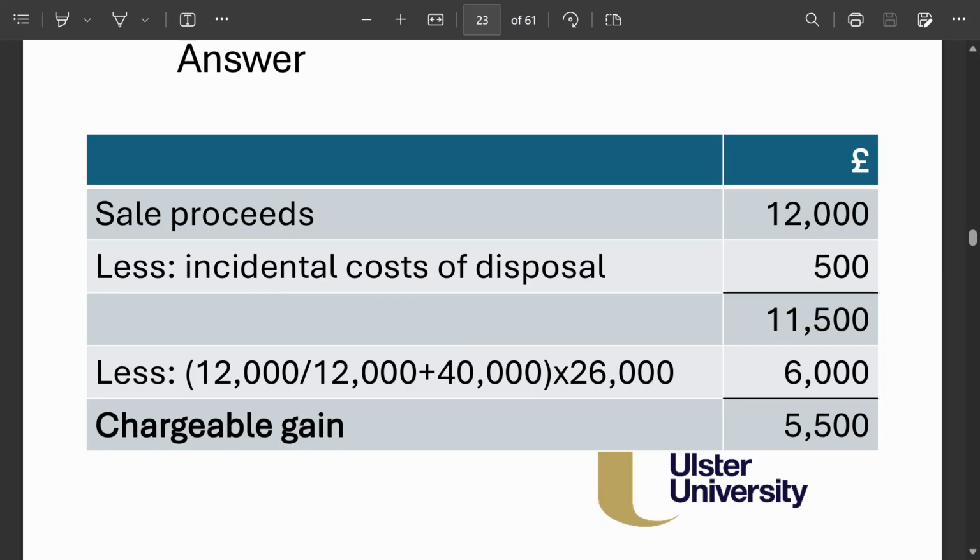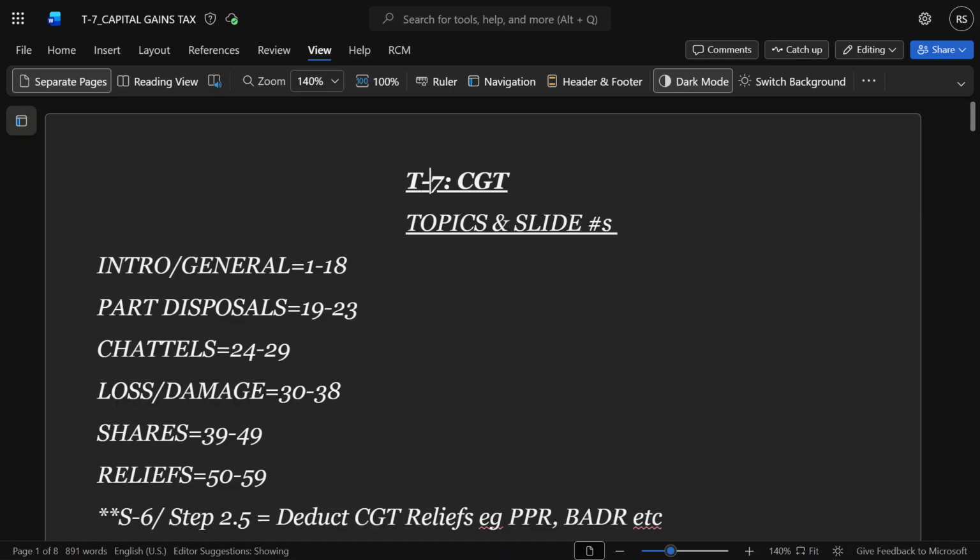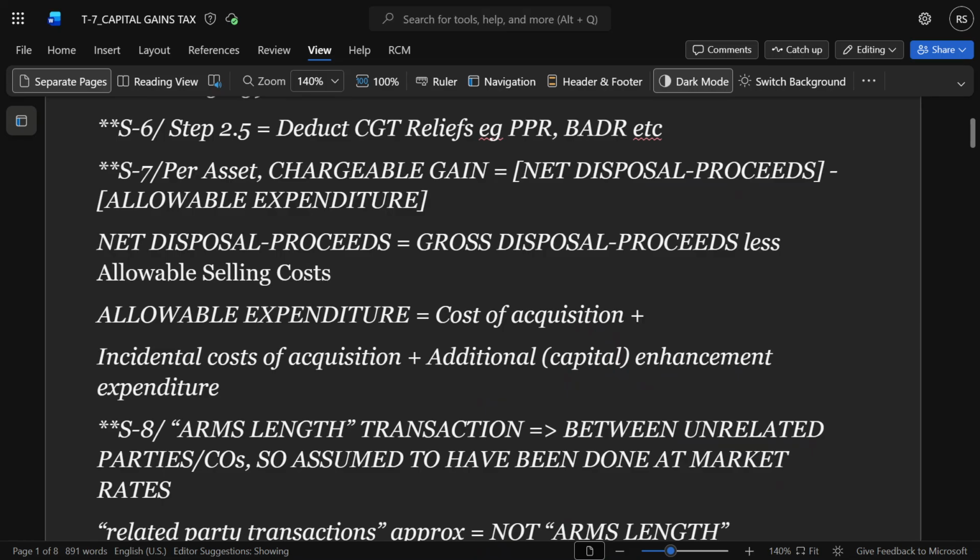If you go back to your pro forma, the reason I'm mentioning that all the time is that we are assuming that there is no incidental selling cost. In this case there is, but generally we are assuming that there is no incidental cost of acquisition, there is no capital enhancement expenditure. Why am I mentioning that repeatedly? Because I want to drive home the structure of the pro forma. In your mind, you should always have the structure of the pro forma, which is what I've given here. You see, this pro forma is what I'm talking about.